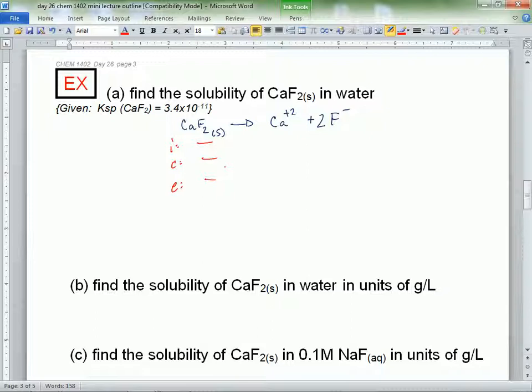Tegan, how would you finish this ice table up? With a dash for the initial. Yeah, because they didn't say anything. Positive X. Positive X. Positive. Yeah, she caught it. 2X, okay. And then you add stuff up, X and nothing, and 2X and nothing. Okay. Jarixa, we're just going to find X and we're done. So what are you going to do now?